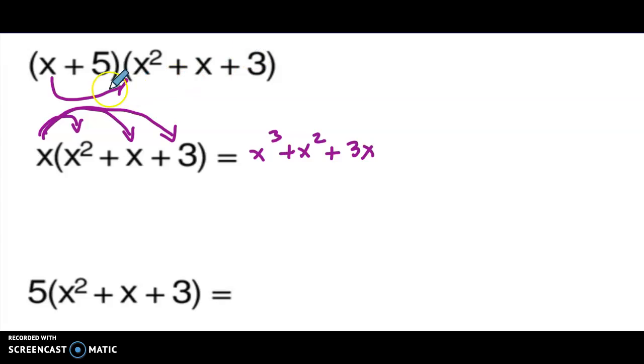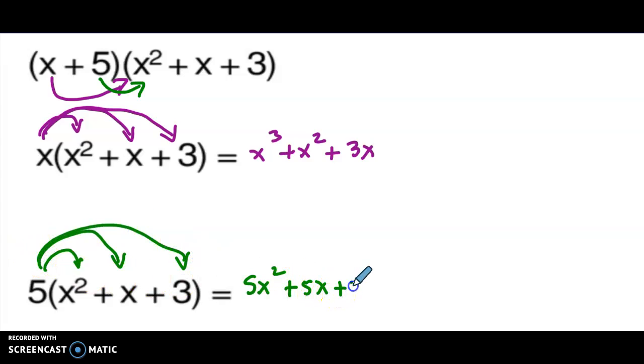Let me go to the 5 now. I'm going to take this with everything and I have it here: 5x squared plus 5x plus 15. So these are my 6 terms, but I have to put them together for the final answer. The biggest is x to the third. I have x squares, this and this, which is 6x squared. I have x's, 3 plus 5, which is 8, and then the number by itself.